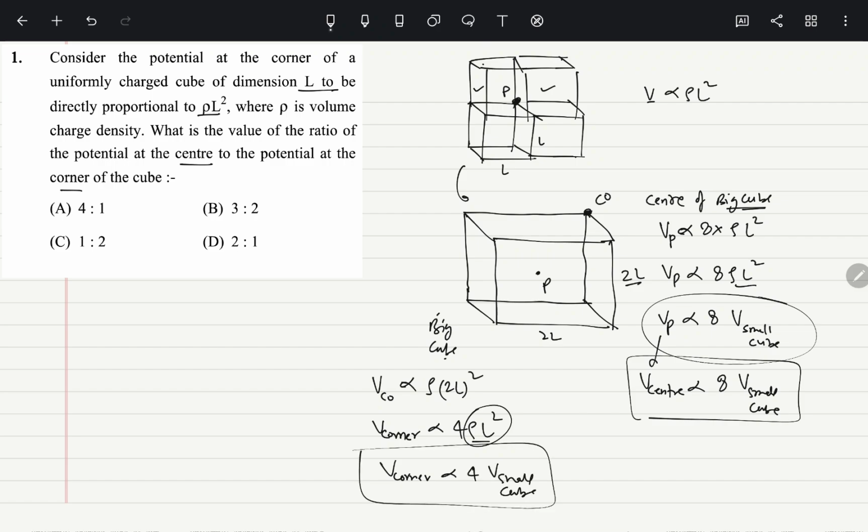Okay, so that's it. Now we have a corner, we have a center, and we need to find the center to corner ratio. So center to corner is equal to 8 times V small cube divided by 4 times V small cube. So this cancels, and we have 2:1. Okay, so the ratio is 2:1 and the option is D. So option D is correct. I hope you understood this one. Let's move to the next question now.